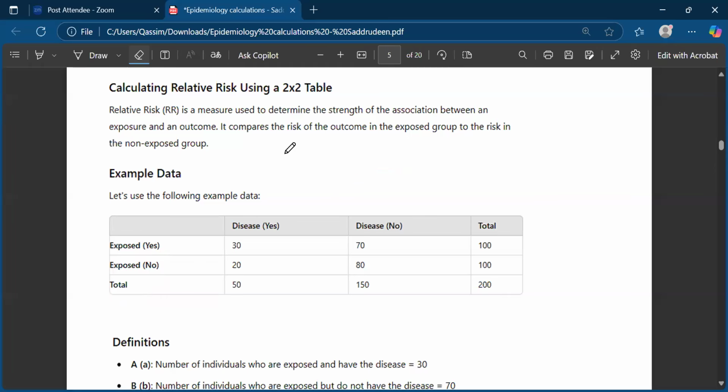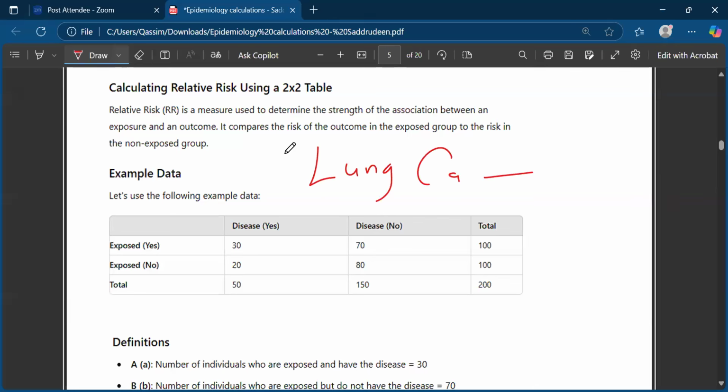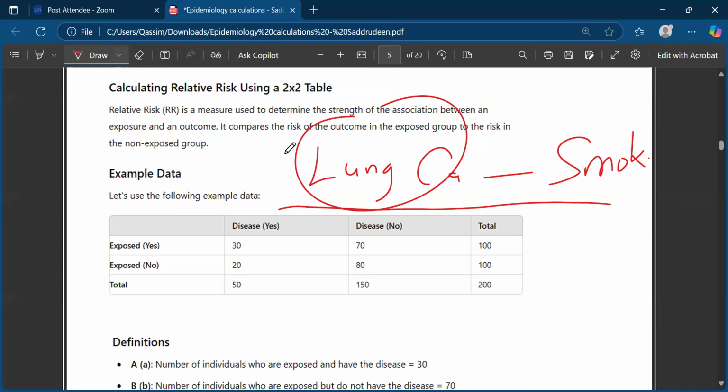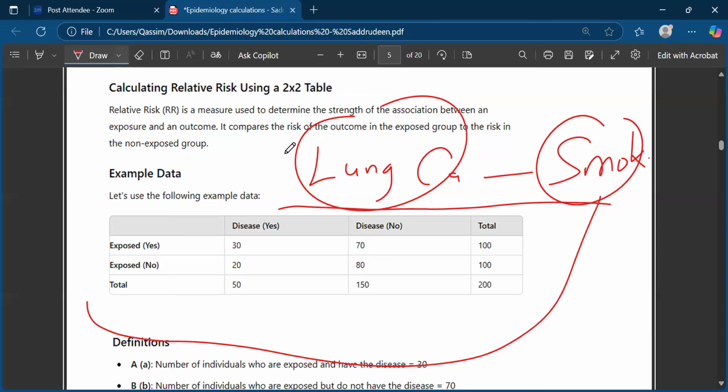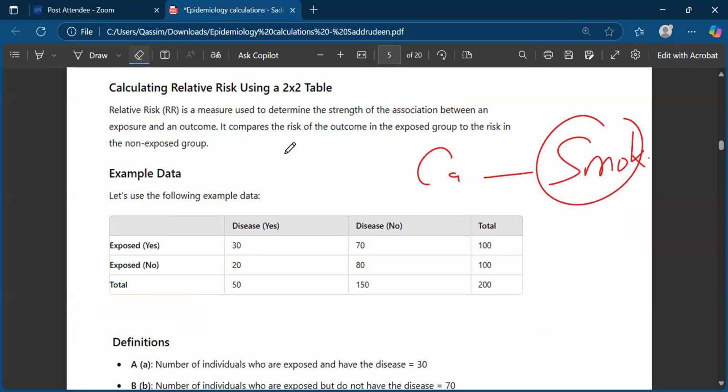Now, let me just try to give you another example. For example, if you're given lung cancer, okay, and then you're given smoking. So you know which one is the disease? It's lung cancer. So lung cancer will be in this horizontal margin whenever you're drawing a 2x2 table. And then smoking, you have to bring it here in the vertical margin, because that is the exposure or the risk factor, okay? That is how you draw it. Your disease always has to be on there.